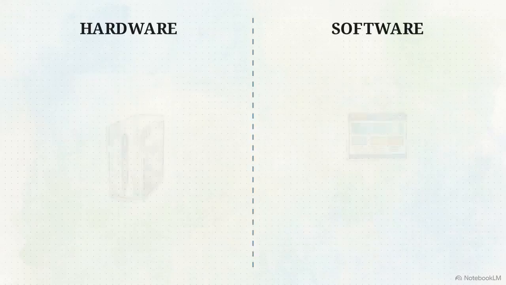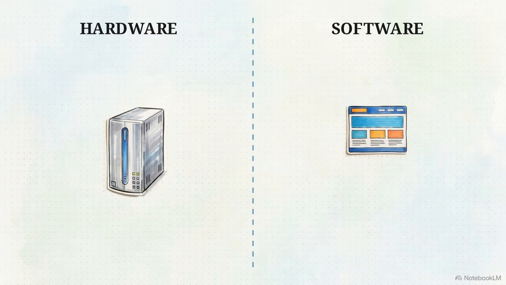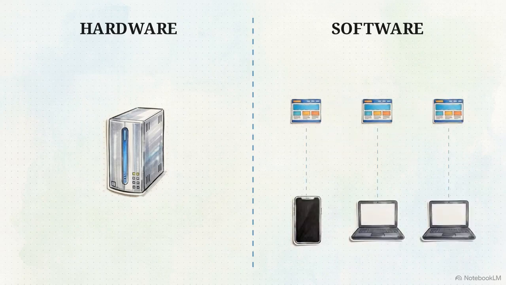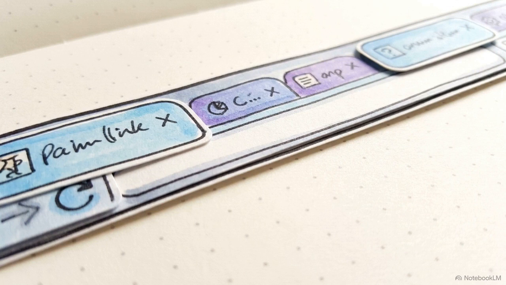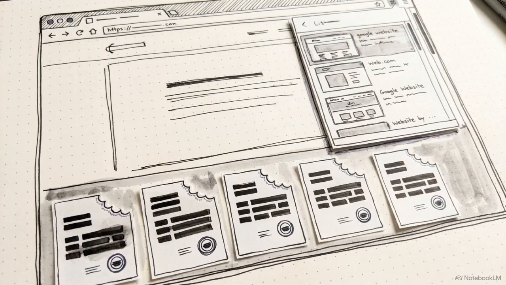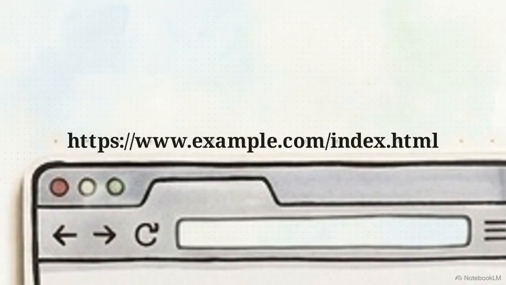Because the hardware delivery system is separate from the software display, a user can access the same universal pool of information on any device. To navigate that information, you use a web browser. This application is your primary interface, responsible for managing multiple tabs, recording history, and storing the cookies that track your activity. This graphic breaks down a Uniform Resource Locator, or URL.